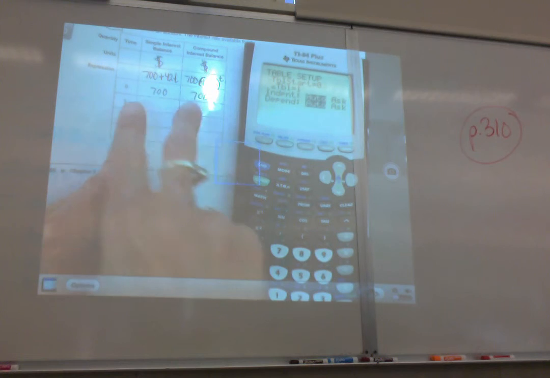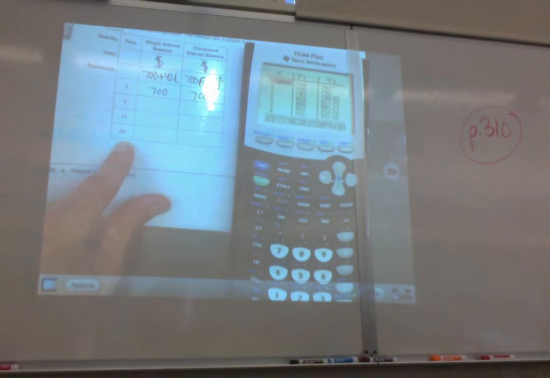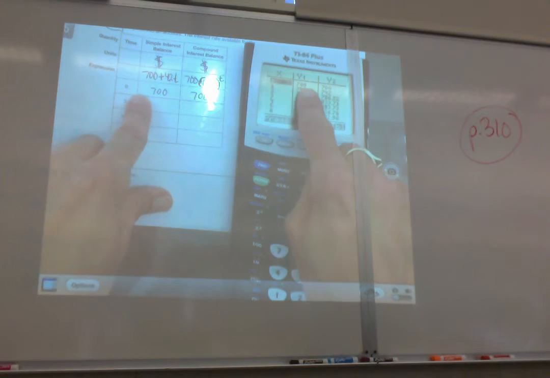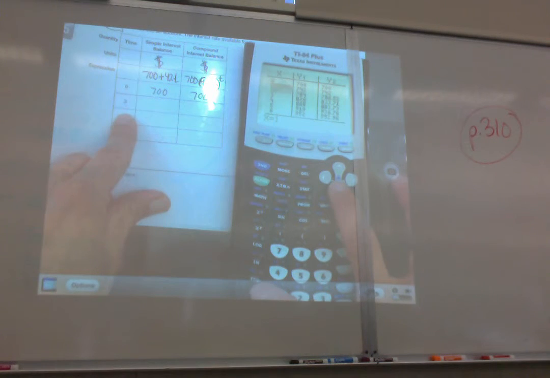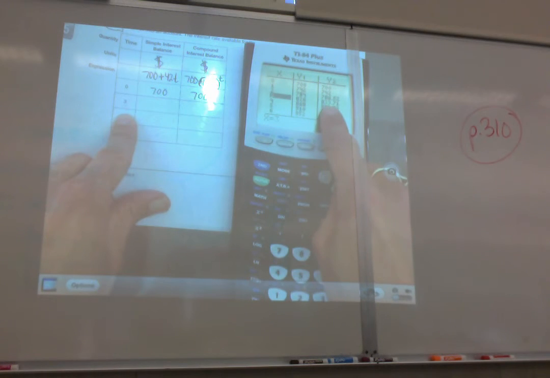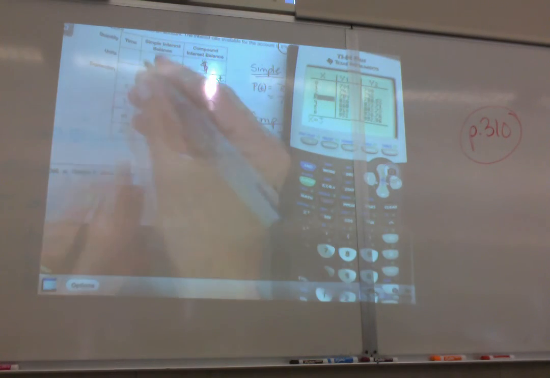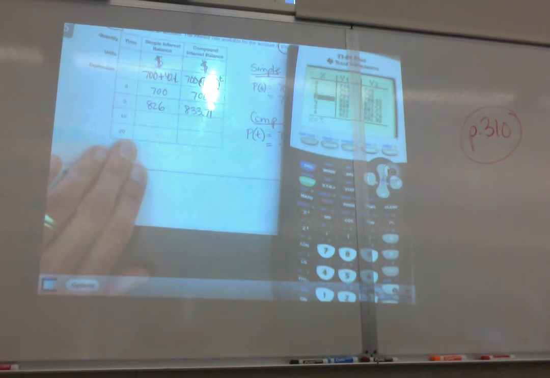First we did y equals, loaded our formulas. Second, we're doing table set. Now we're going to go second table that's above the graph. All right, verifying. At time 0, I see 700 and 700. Now I need to scroll down to t equals 3. I see 826 and 833.71. So it took a little time setting it up, but now it's going to go quick.